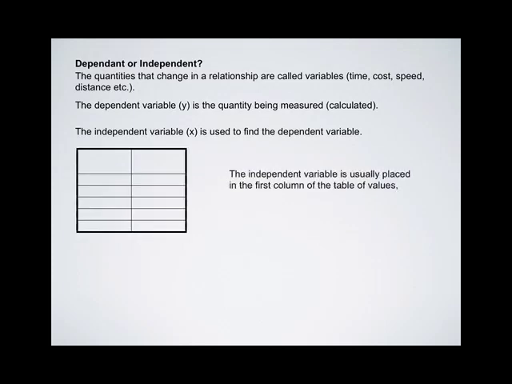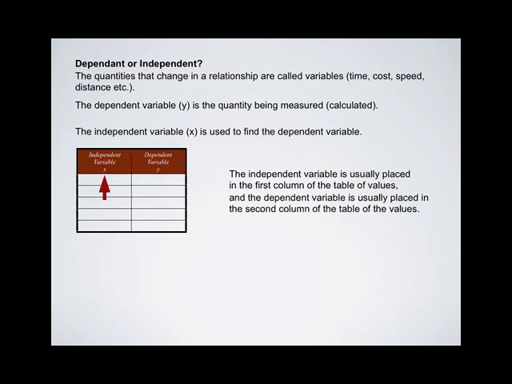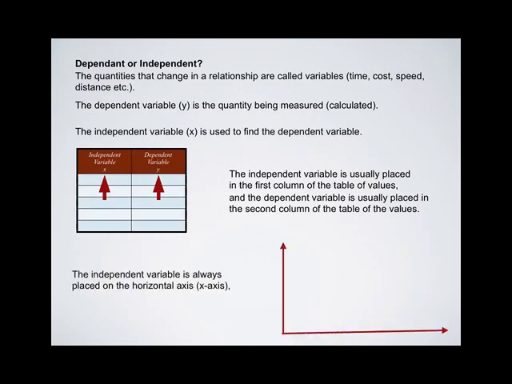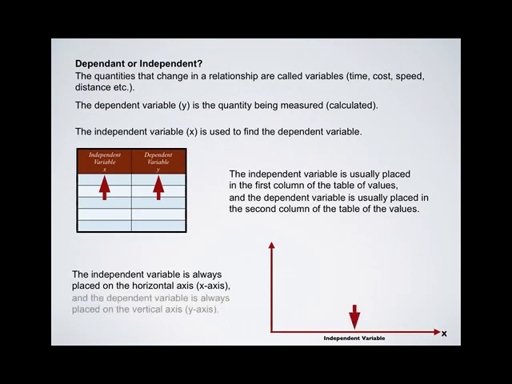When we have a table of values, the independent variable is usually placed in the first column, right here. And the dependent variable is usually placed in the second column, right there. The independent variable is always placed on the horizontal axes of a graph. And the dependent variable is always placed on the vertical axes.